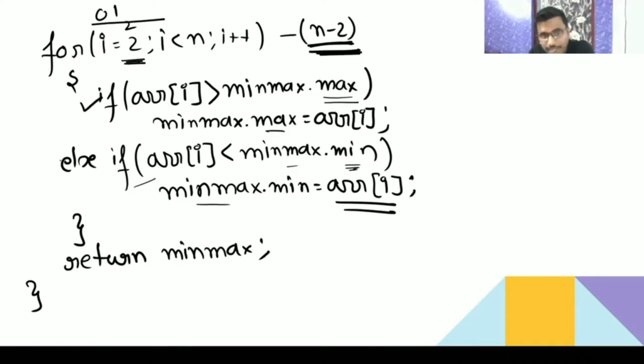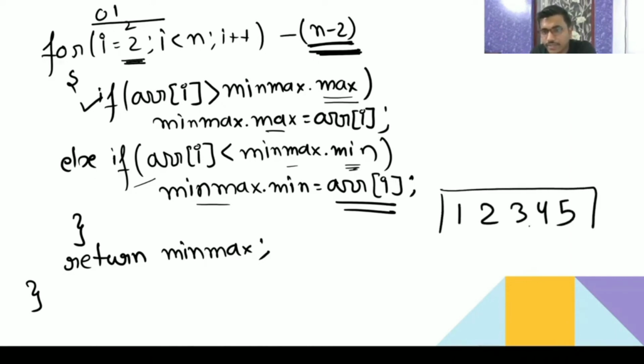Am I clear? See why I am using else if: to reduce the number of comparisons, because otherwise every time I would be doing this check too. Please let me know. That's why I make it else if. See what I mean? Suppose the condition is true, like 1, 2, 3, 4, 5. I have written the elements in increasing order.